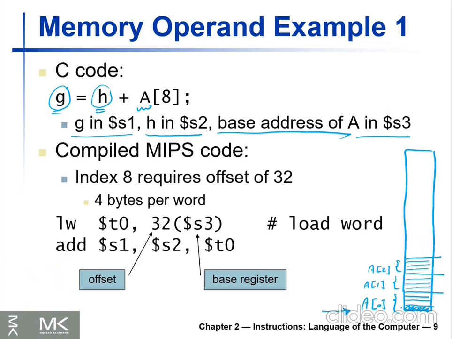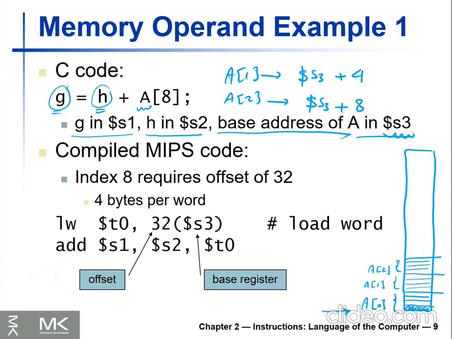Then we can relate to that location based on the elements that we want to read. For example, if you want to read A of 0, that's basically S3. If you want to read A of 1, this will be S3 plus how much? Plus 4. If you want to read A of 2, this is for A of 1, A of 2 is located at the address S3 plus 8, and so on.